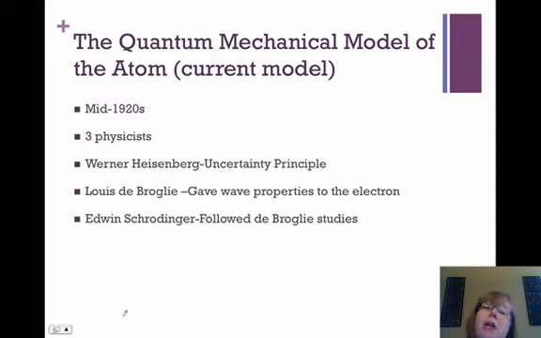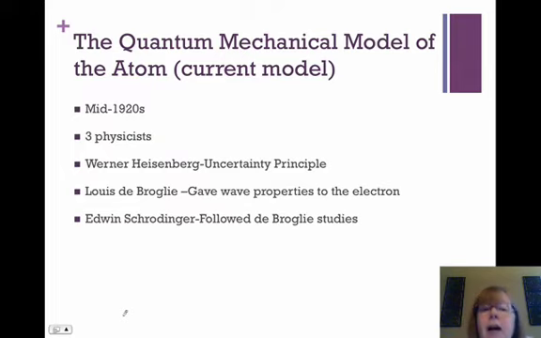Okay, well, the current model that is proposed for the atom is called the quantum mechanical model of the atom. It was developed in the 1920s, and we know a few of the scientists. We've studied a few of them. First of all, Werner Heisenberg and his uncertainty principle. We watched a video and we looked at that.